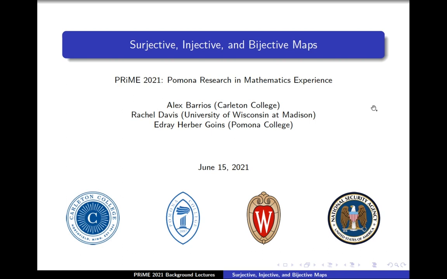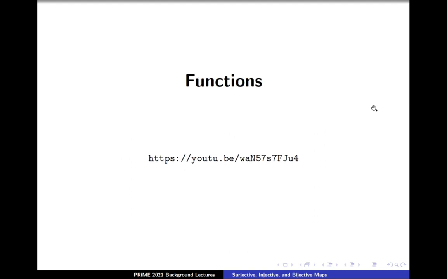In this lecture, we will discuss surjective, injective, and bijective maps. First, we will review some concepts involving functions.